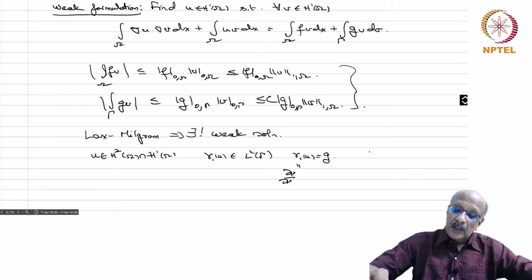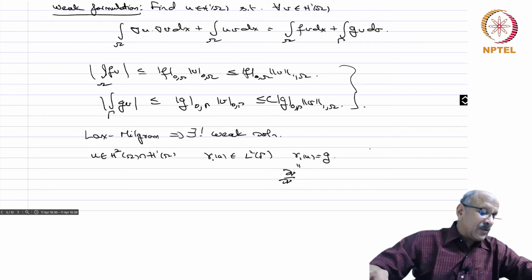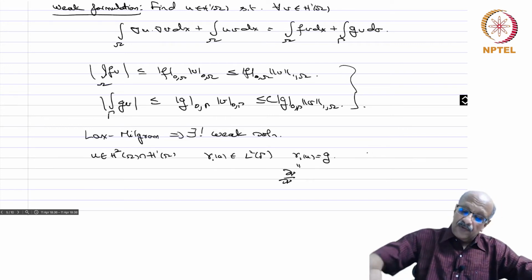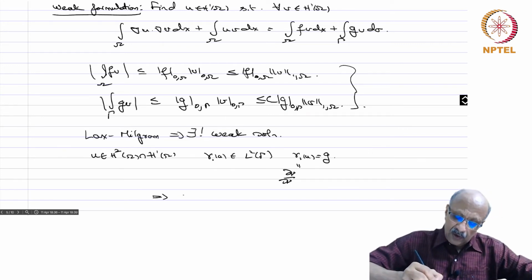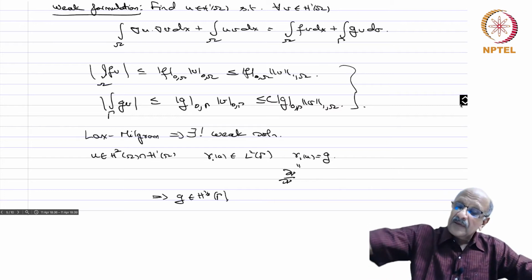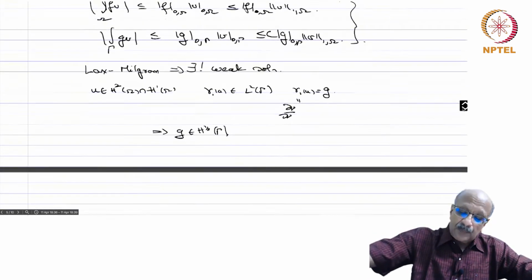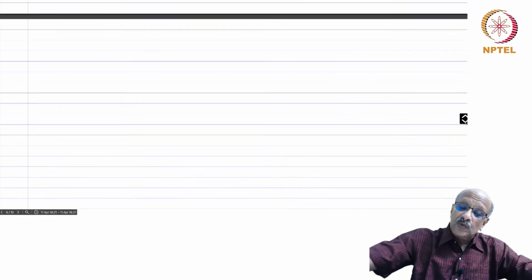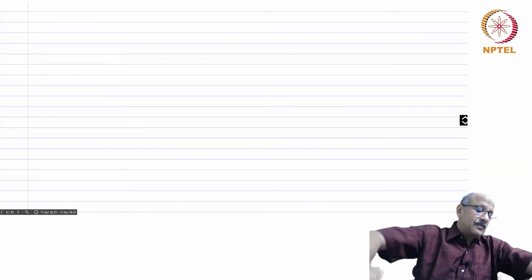Okay, so everything will come exactly as we have seen before, and this will imply also that g belongs to H^{1/2}(Γ) in this case. Okay, so necessarily, unless it's in H^{1/2}(Γ), you cannot expect that u will be in H2(Ω). Okay.